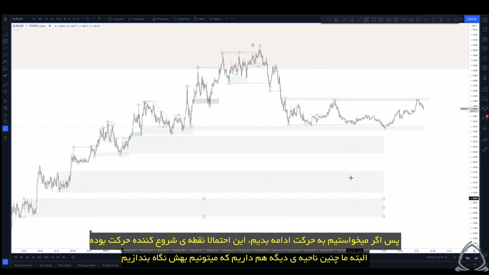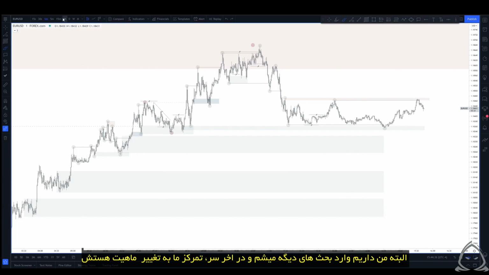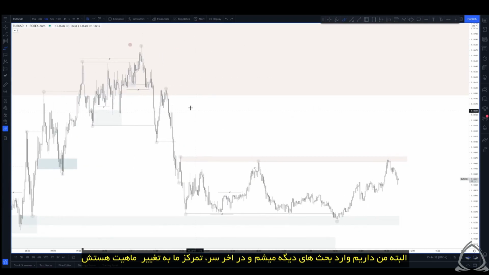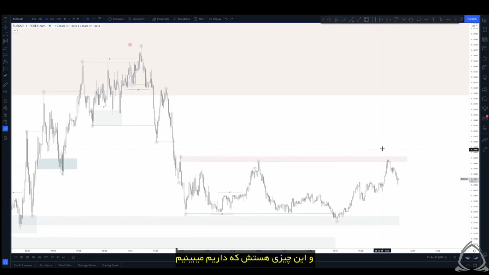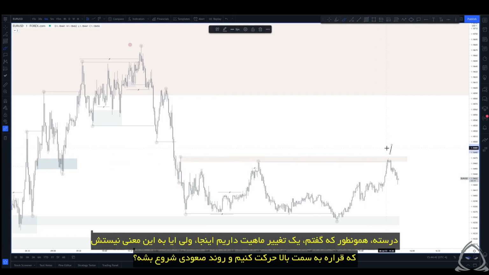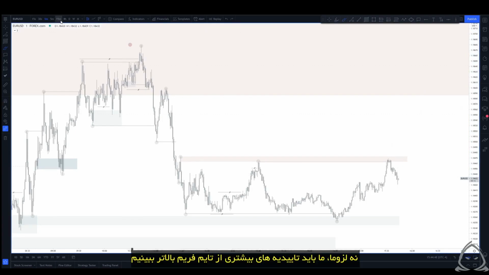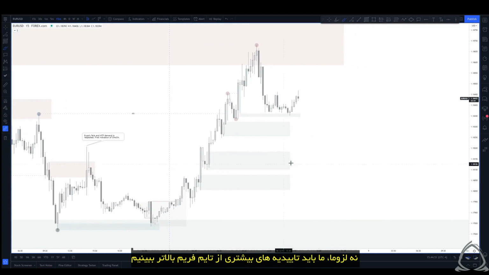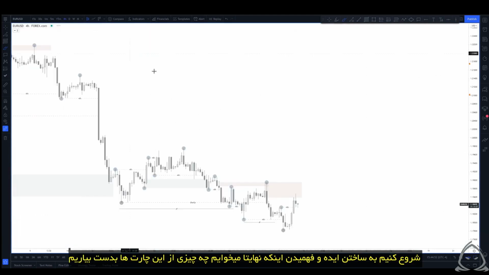But of course, we have a couple more points that we can look at. Of course, I'm going into a few more things. Really, at the end of the day, we're focusing on changes of character, and this is what we're starting to see. But of course, like I said, we have a change of character here, but does that mean we're just going to start moving to the upside and starting a bull trend? Not necessarily. We need to start putting in more confirmations from the higher time frame, start building up the idea and understanding ultimately what we're trying to gain from these charts.